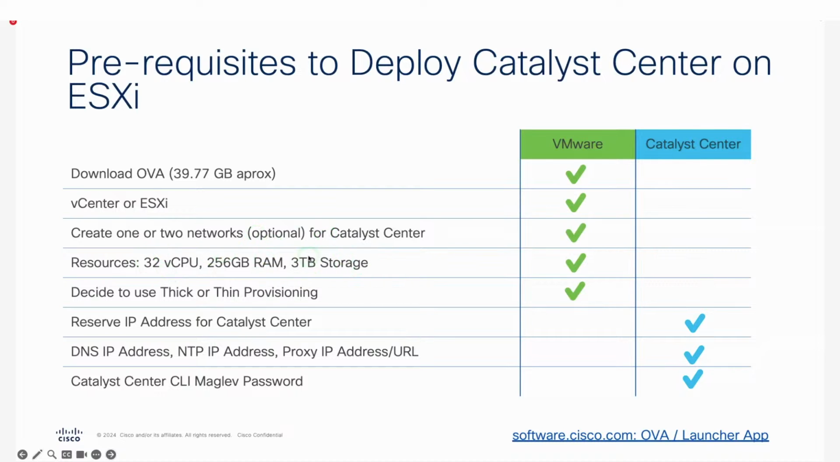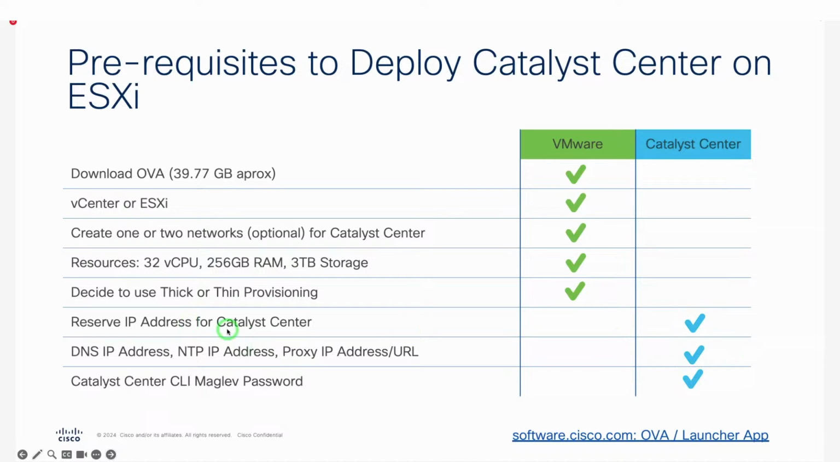Meet all the resource requirements and decide if you're using thick or thin provisioning. So remember, for environments that are going to be in production, we do recommend thick provisioning because it will allocate all the storage upfront and give consistent performance. Thin provisioning may be useful if you are just doing a proof of concept or just using this Catalyst Center for a lab environment. That should be okay. But for production, please do provision the disk as thick.